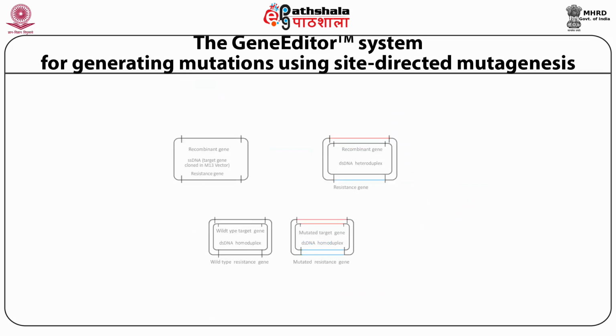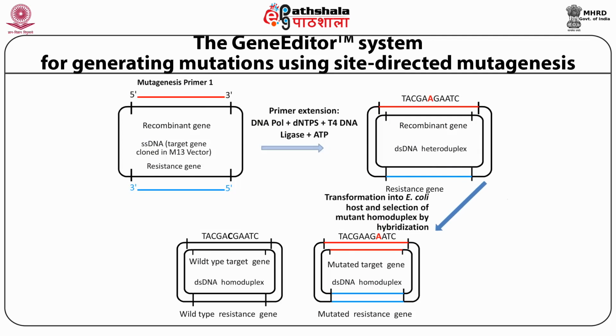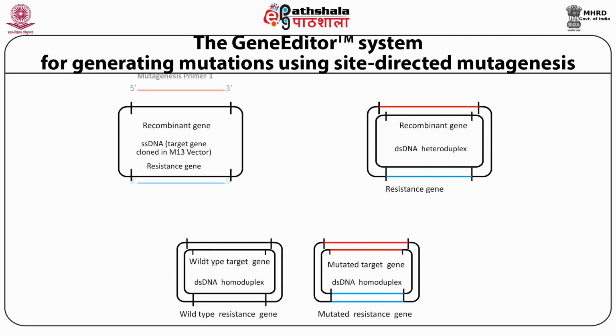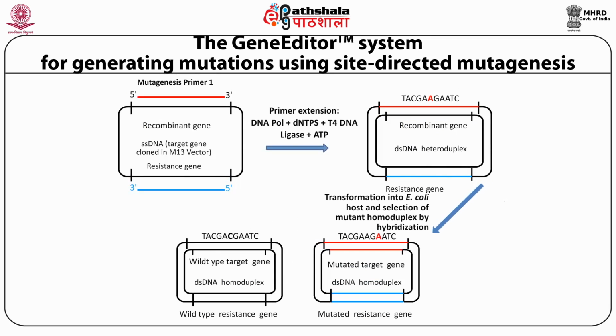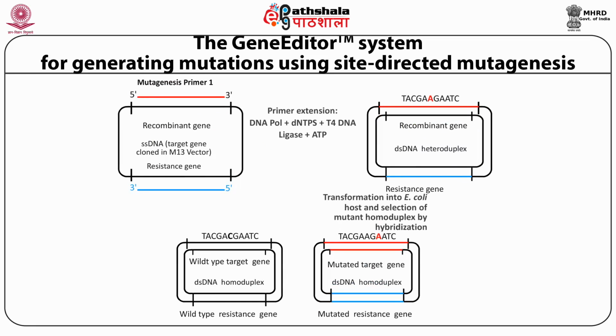As you see on your screen slide, there are two primers. One is mutagenesis primer 1, and then there is a resistance capacity enhancing primer 2. As you all know, for the selection of a recombinant plasmid DNA, there is always a selection gene which is generally an antibiotic resistance gene.